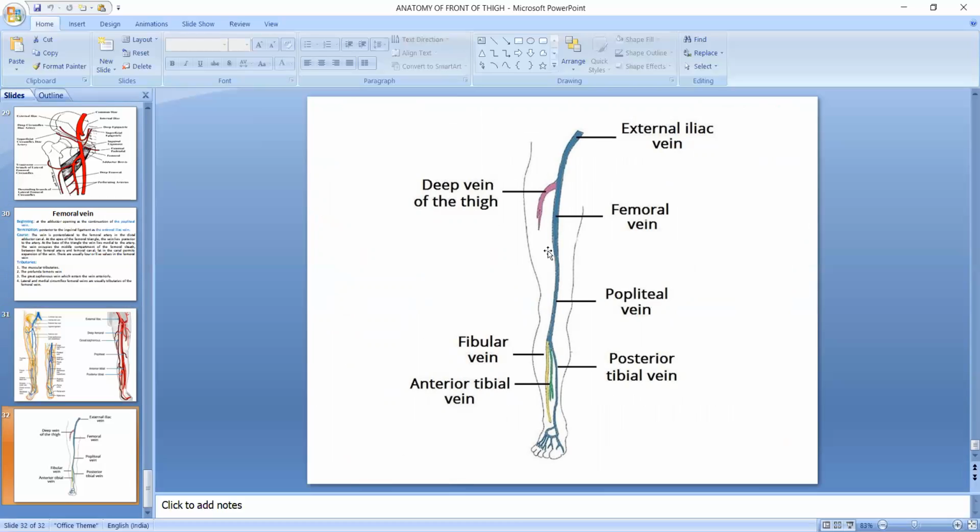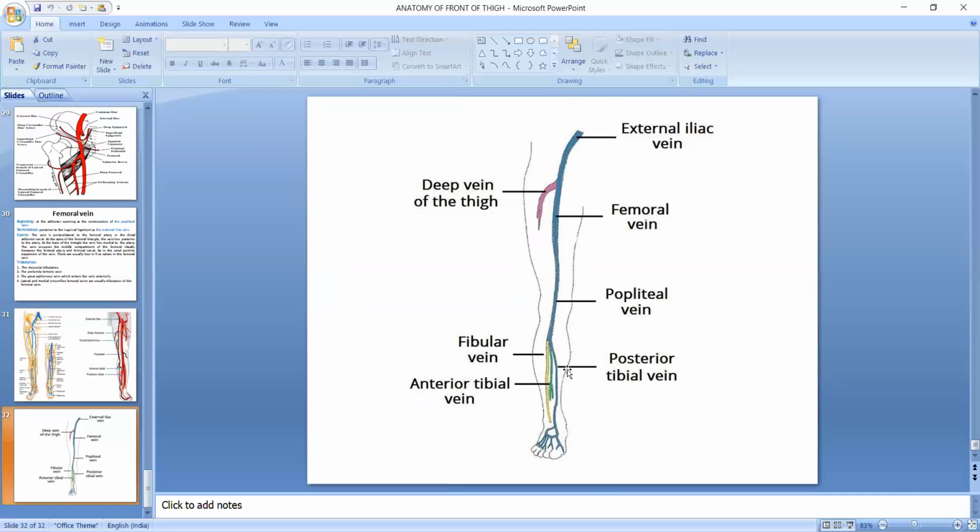Okay, so this is the femoral vein, the vein of the thigh, and the popliteal vein. When it goes down through the knee, it is named the popliteal vein, and below this the fibular vein and posterior tibial vein, and these all are tributaries. So this is all about the anterior thigh.